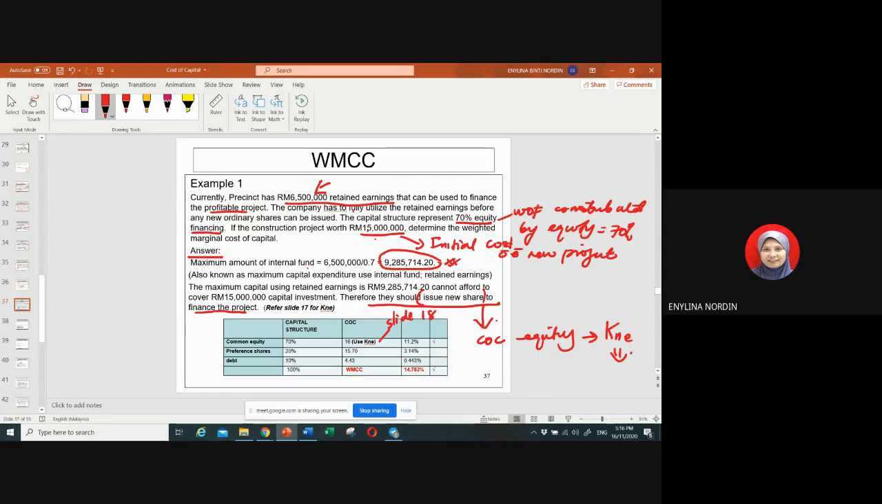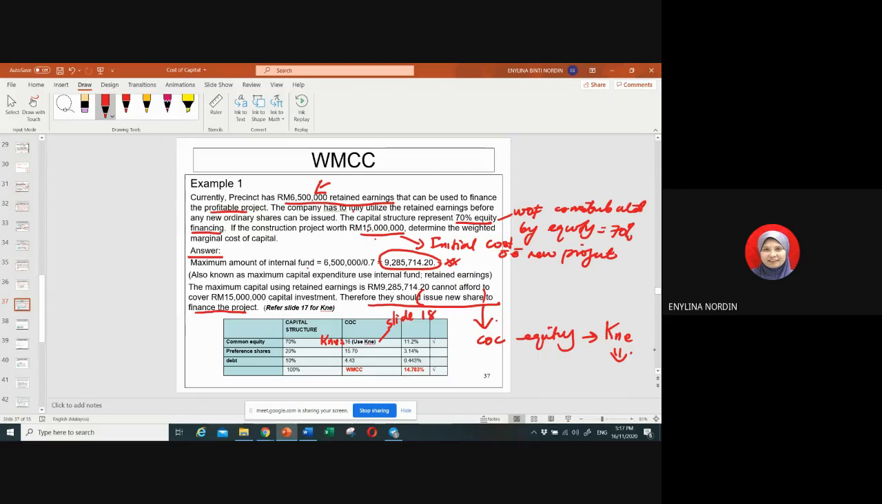Okay, slide number 18, which is giving you the Kne. So we use Kne instead of Ke. If we are not issuing new shares, we will use Ke. But in this case, we need to issue new shares, because we don't have enough funds. So therefore, we will use Kne.